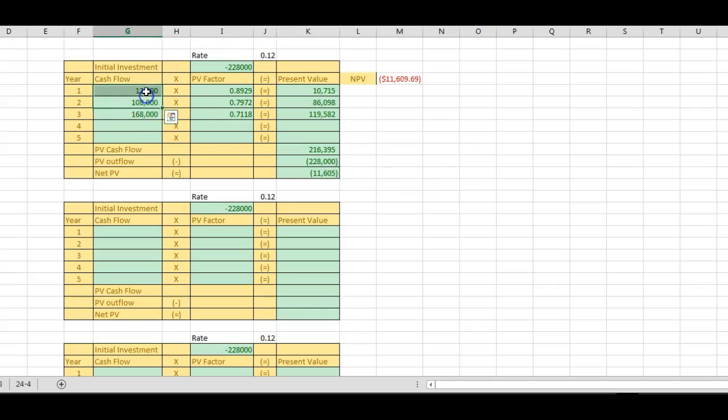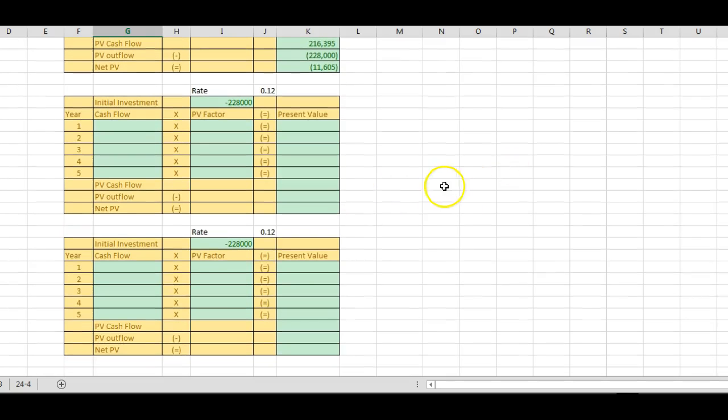Anything that has an uneven cash flow, you're going to use that. You're going to use the lump sum. In fact, I just use lump sum for all of these. It would be just as easy. So email if you have trouble with this one.